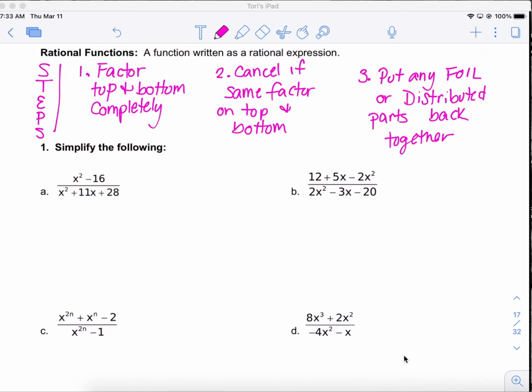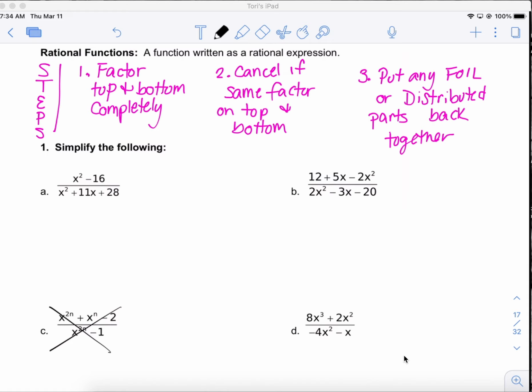We are not going to do problem C, so you can just go ahead and cross it off. But I've written out your steps. Okay, so the steps are going to be number 1, factor the top and bottom completely, so break it all the way apart as simple as it can. Number 2 is going to be look for if you have the same factor on the top and bottom so they can cancel. And number 3 would be to put any pieces that you need to FOIL back together or any GCFs that you've pulled out, distribute them back together. So you want your answer to be simplified with no parentheses.